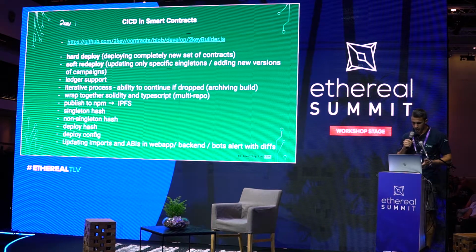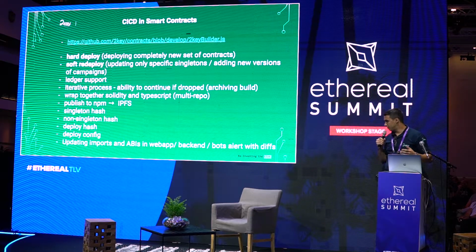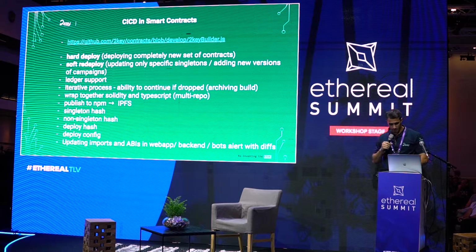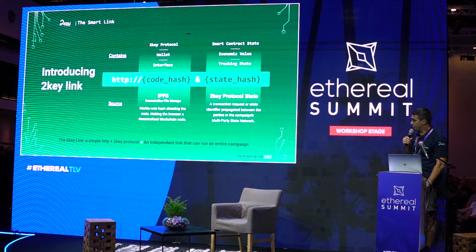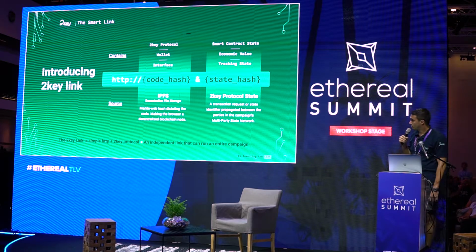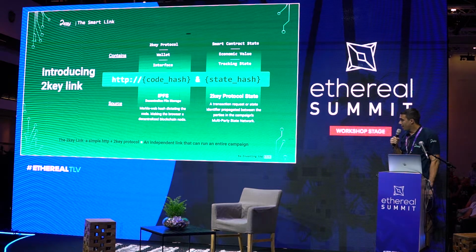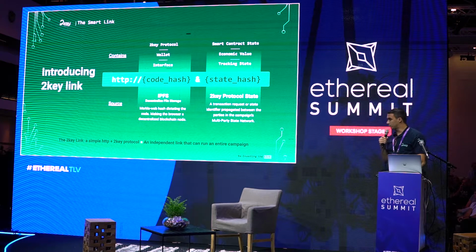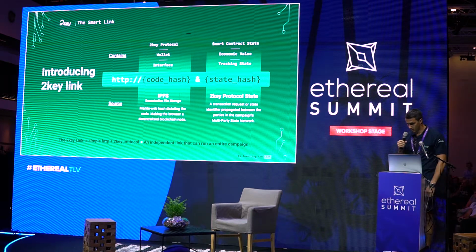We have deploy config, and all the stuff which is done whenever we deploy something. There are bot alerts on all repositories we currently have. Just to mention, we apply this system, and on top of it we have the 2-key link, which we call Smartlink, which consists of the code hash, specific JavaScript and TypeScript code, which we download from IPFS, the decentralized file storage. And we have the state hash, which is actually the 2-key protocol state at that particular moment.